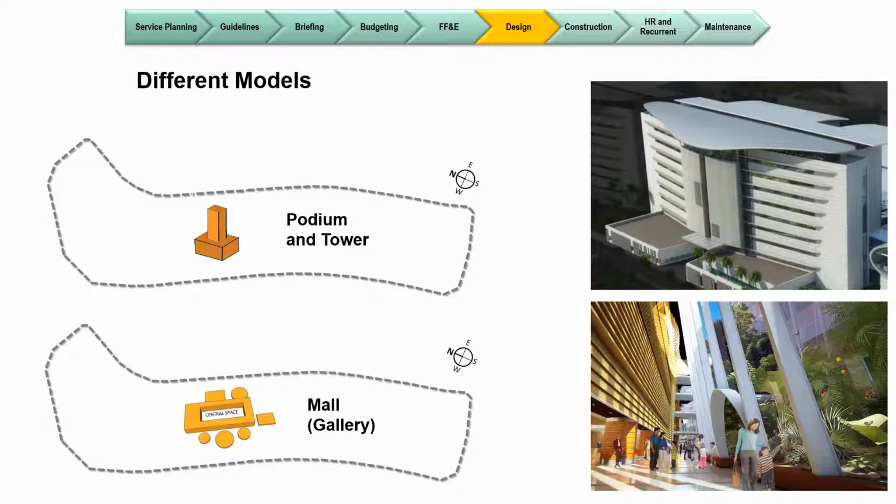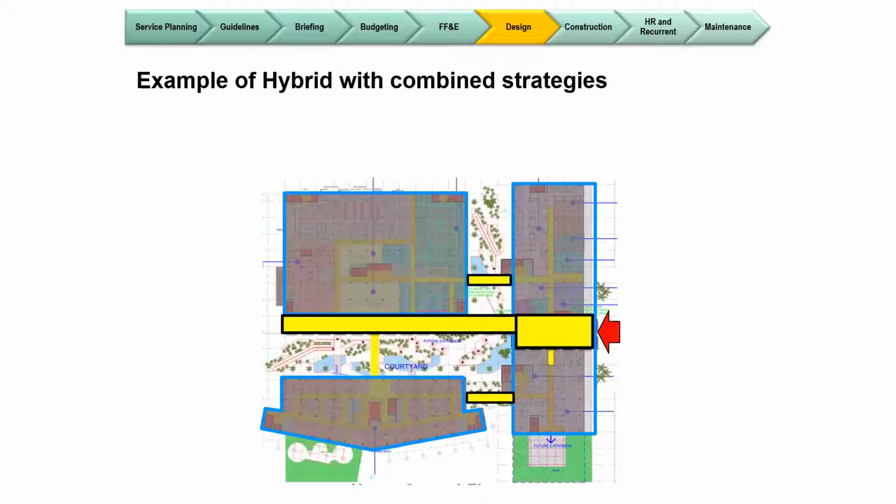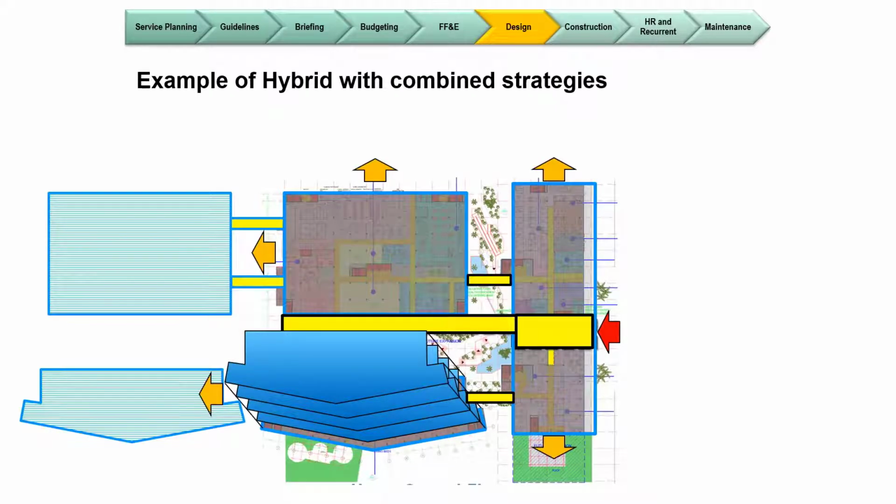Look at different models of master planning by name: such as podium and tower, mall or gallery. These are different styles of master planning. Spine, stratified, with plenty of examples. Look at the use of hybrid models by combining some of those strategies together. Look at the outcomes of real projects.